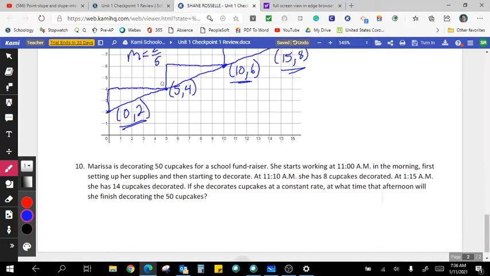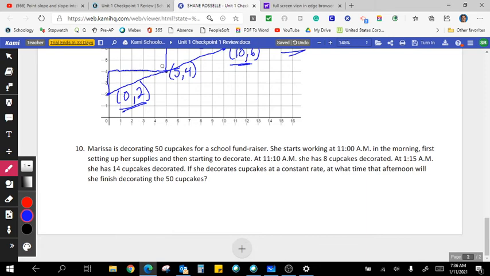Okay, down to the last one here. Marissa is decorating 50 cupcakes for a school fundraiser. She starts at 11 in the morning, first setting up her supplies and then starting to decorate. So her starting point is 11 o'clock, right? At 11 o'clock, that would be the 0 hour. And at 11:10, which is 10 minutes later from when she started, she has 8 cupcakes decorated.